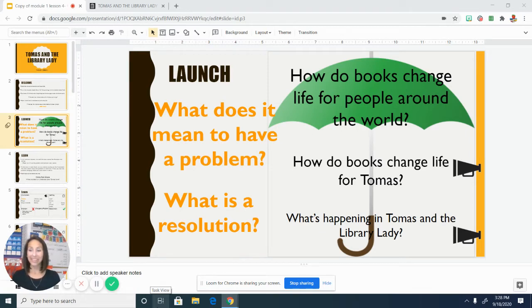All right, first grade. Today we are going to continue talking about Tomas and the Library Lady and continue to talk about what are called the story elements. We've talked about two of them. If you remember, using our story stones, does anybody remember what this story stone stands for? Characters, that's right. Excellent. The characters, who the story is about, who is in the story.